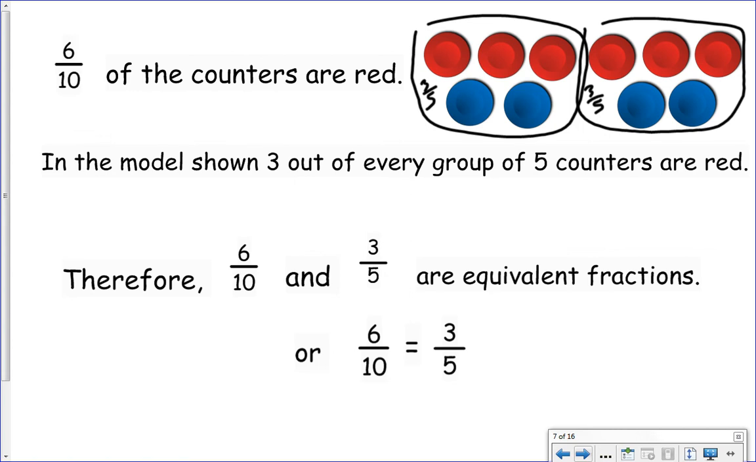So therefore, 6 out of 10 and 3/5 are equivalent fractions.